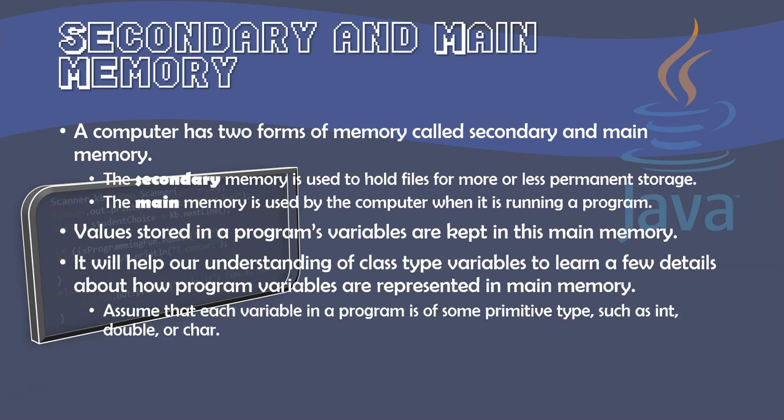Now, to give us a little understanding of how class type variables are used, and to learn a few details about how program variables are represented in main memory, let's assume that each variable in a program is of some primitive type such as int, double, or char.